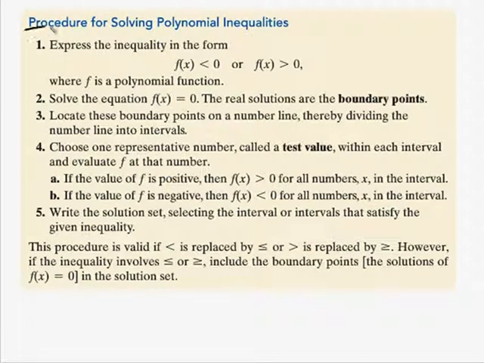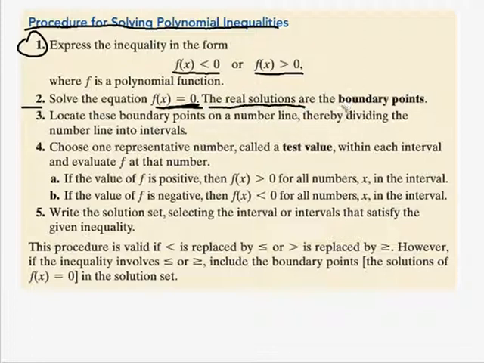So we have a procedure to solve these polynomial inequalities. Step 1, express your inequality in this form, either less than 0 or greater than 0, or you could have the or equal to under there. You just want a 0 on one side, everything else on the other. Step 2, solve the equation by setting it equal to 0. Most of the time we're going to have to factor and set each factor to 0. When we do this, we find the solutions that we are going to call the boundary points.